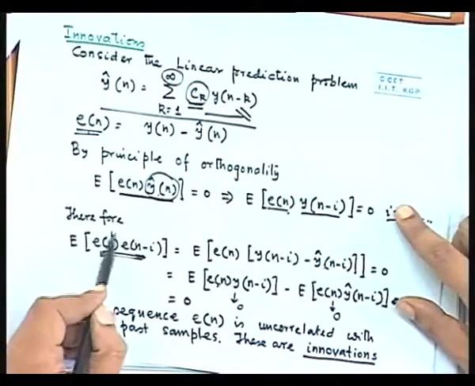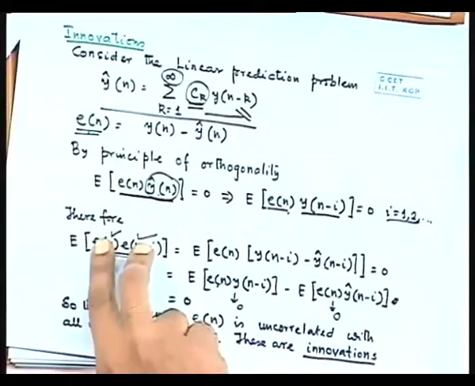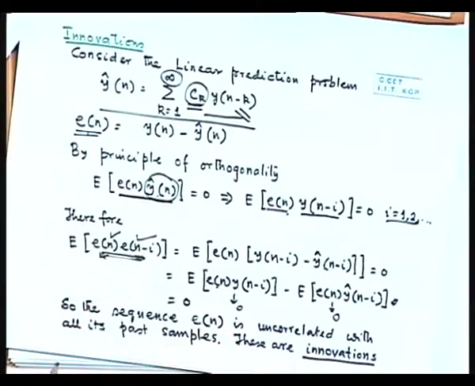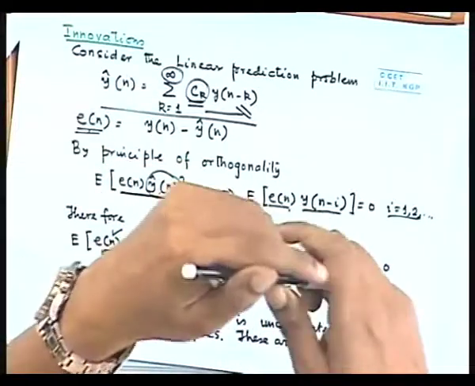So therefore these are innovations, and we had learned that innovations must be uncorrelated. So they are indeed uncorrelated. Okay. So now what did we see?